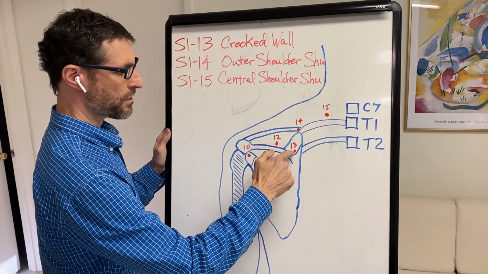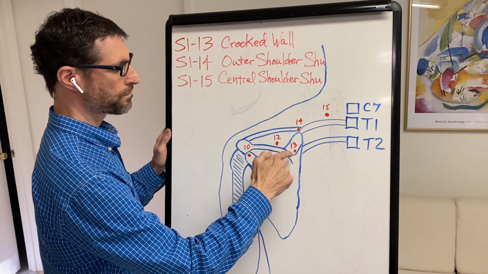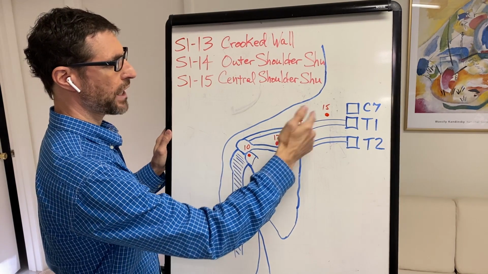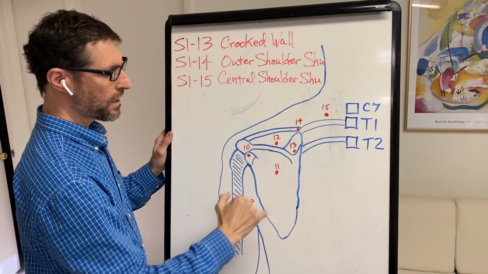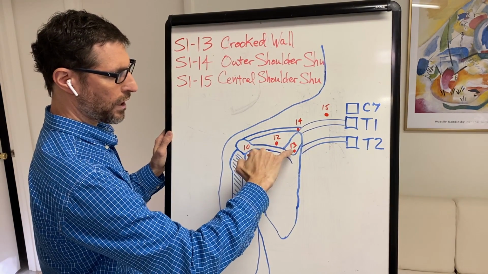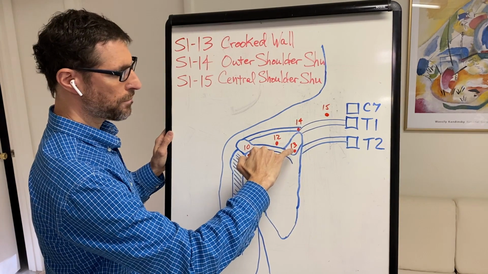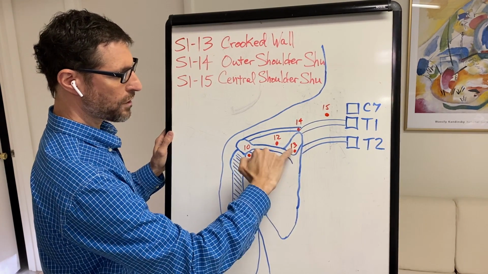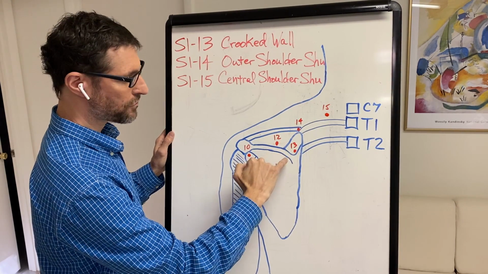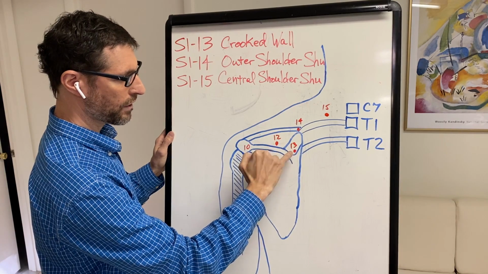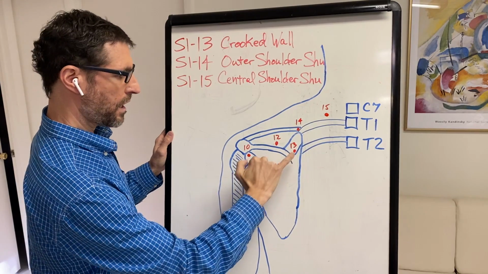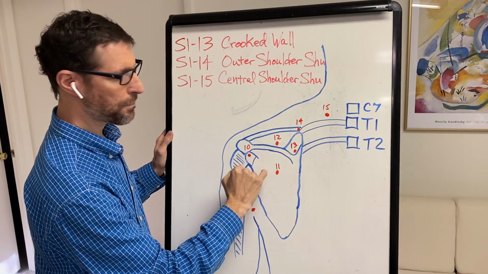So small intestine 13 is crooked wall or bend wall. 14, outer shoulder shu, and 15, central shoulder shu. These are found just lateral to the level of T2 in the transverse process, and that's going to be just actually lateral to the medial edge of the scapula. You'll feel a depression here. There's an indentation in this area here that goes in at the top portion of the scapula.